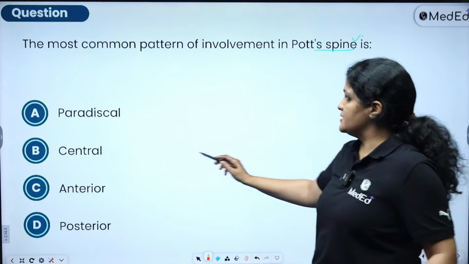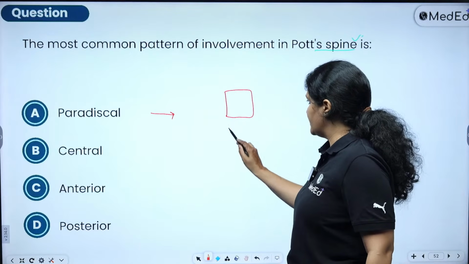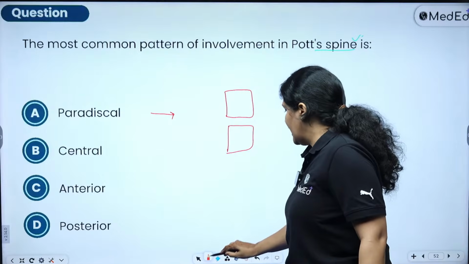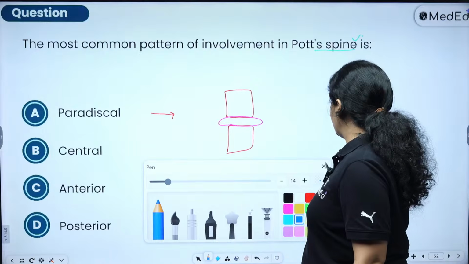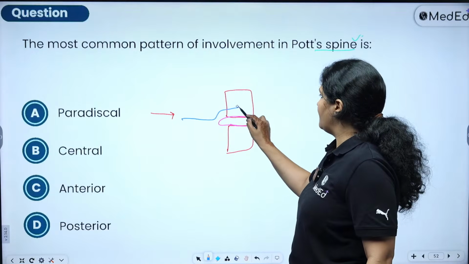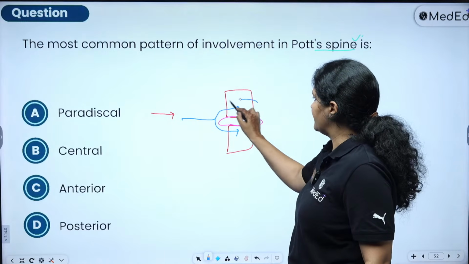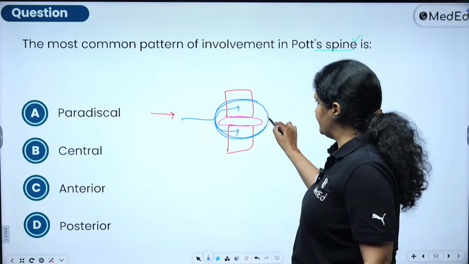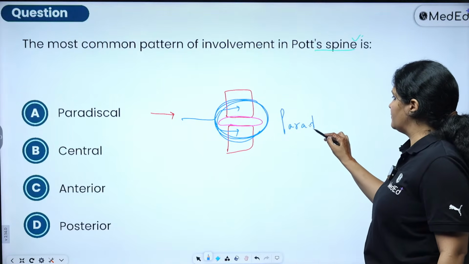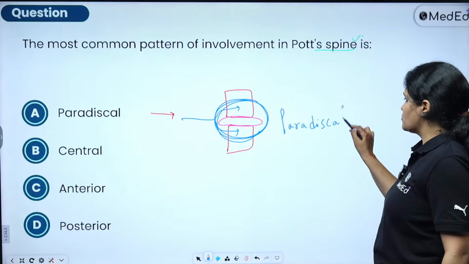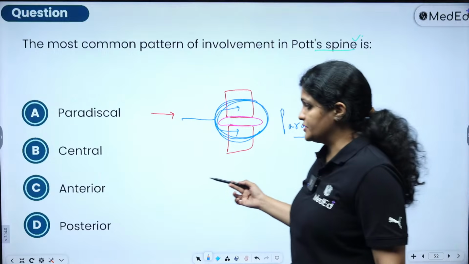Yes, the answer is paradiscal. Why is it paradiscal? Because of the spinal segment. We have already discussed that two vertebrae are present and between them is the disc. So how is the blood supply to this particular area? The blood supply is from the upper half and lower half. Because of the blood supply here, there is a plexus, and the bacteria is present here, which results in the most common presentation of TB spine, called the paradiscal type. And there are other types: central, posterior and anterior.